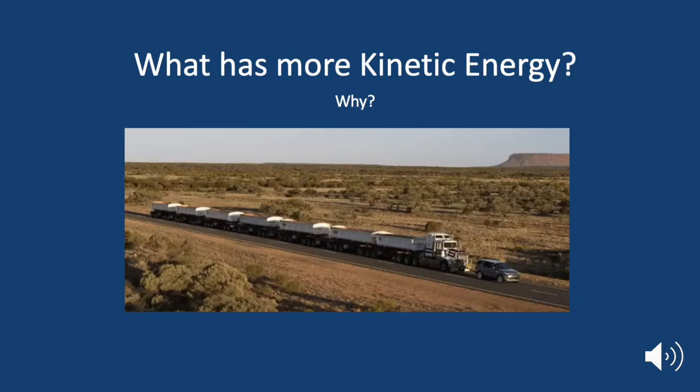Here's another thought experiment. We look here, we can see a road train and we can see a car. And they're going pretty much at the same speed because the road train is trapped behind the car. So they're going at the same speed. So what has more kinetic energy? The road train or the car? Which one would be harder to stop? Which one would do more work if it crashed into you?